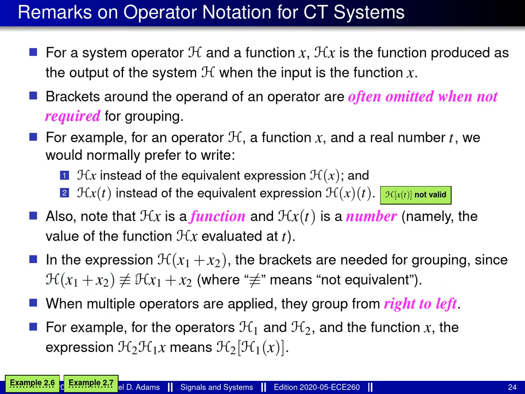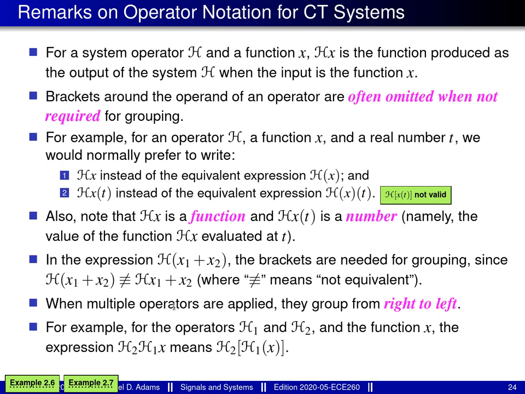On the right-hand side, though, if we drop the brackets, what this is saying is we give the function x1 to the system h, and then we observe what the output is. In other words, hx1 corresponds to the output produced when the input is x1. And then once we have that output, we simply add x2 to it. So the left and right-hand sides are different. So it's important in an example like this to include the brackets. We can't drop them. So you can't always start dropping brackets all over the place when you're using operator notation. Sometimes they are necessary for grouping.